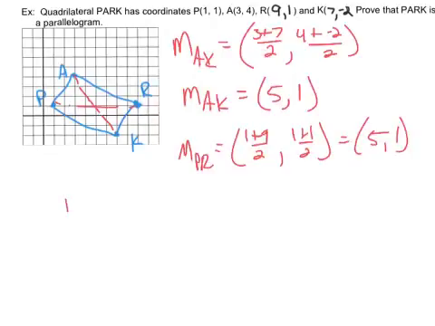So here's my concluding statements. The diagonals share the same midpoint, and therefore they bisect each other.